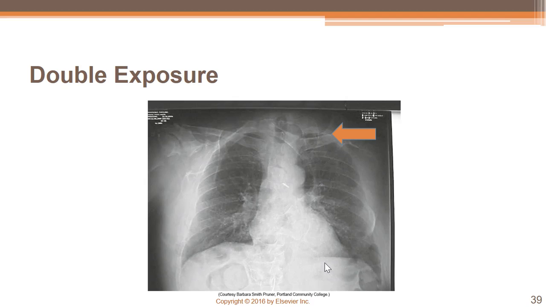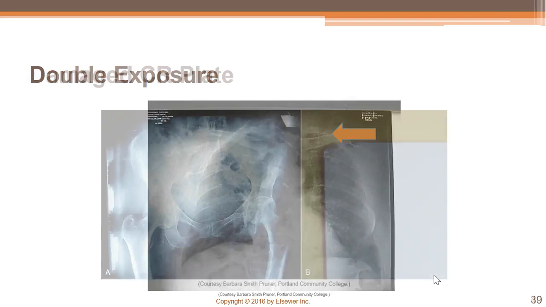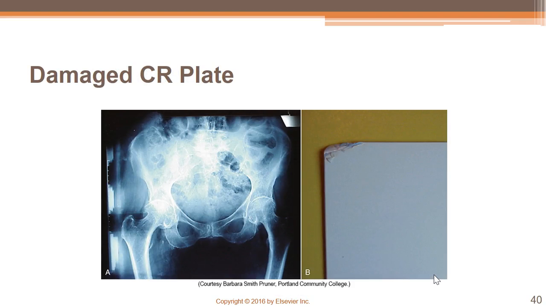Something like this you would also have to repeat. Now, because this is a double exposure and they said it wasn't erased, the pelvis is probably okay and it's already been sent for processing, but this chest x-ray will have to be repeated because it's got stuff on here that doesn't belong to this patient. So think about that.